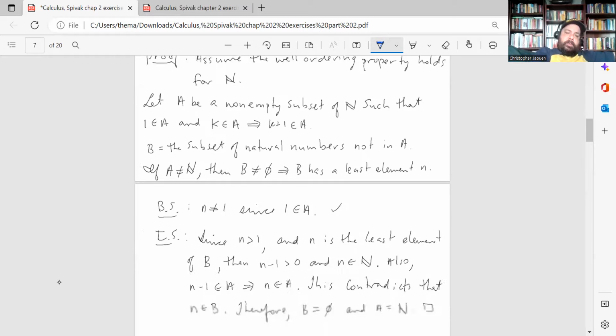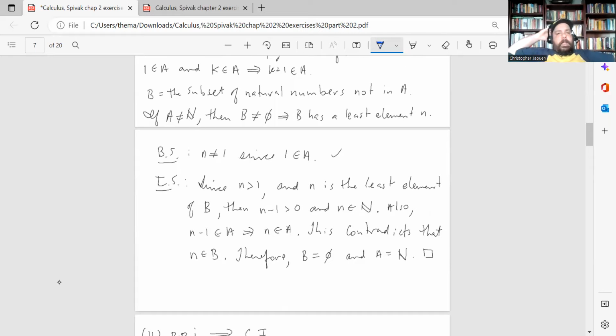Okay, so if we go here to the base step, n can't be equal to 1. By n here, I'm referring to the least element of the set B. So n can't be equal to 1 since 1 is an element of A, and the way that we defined B was that it's a subset of natural numbers that are not in A. All right, so the base step is satisfied.